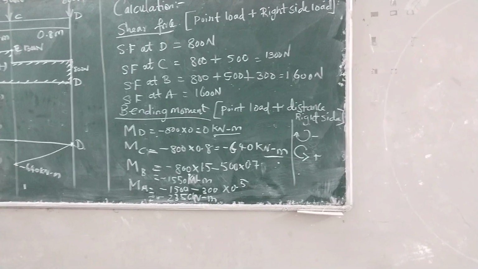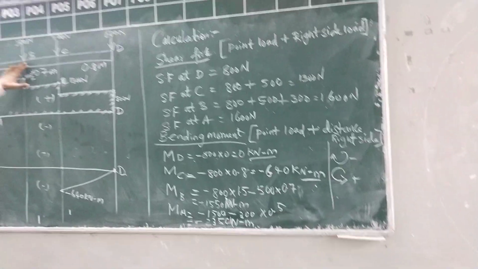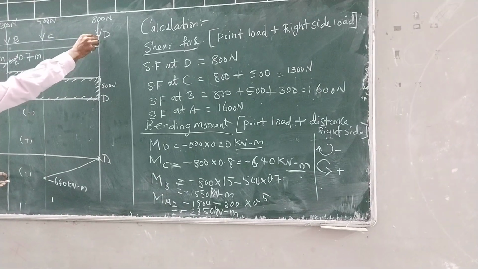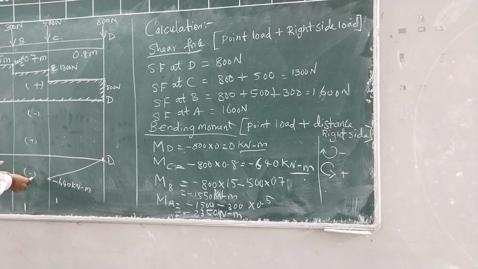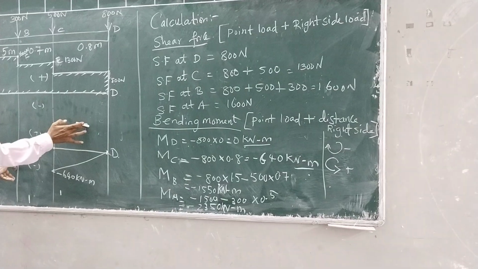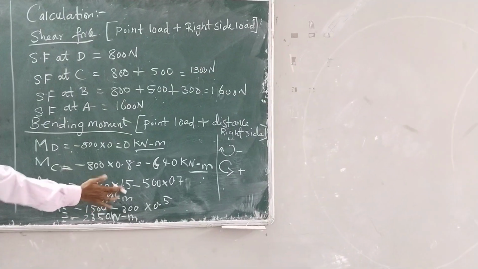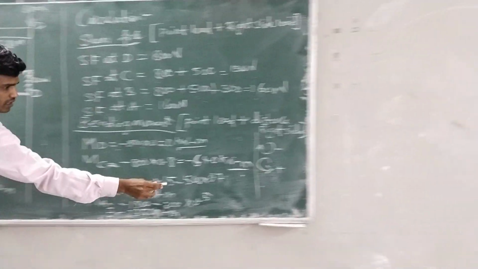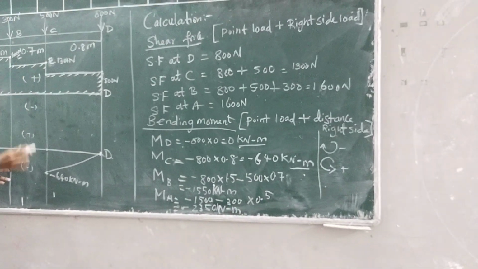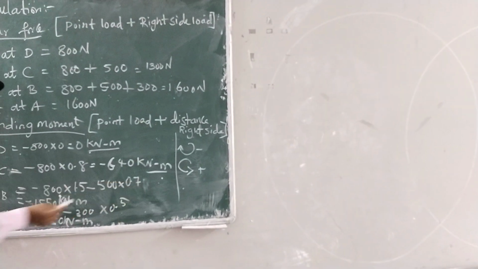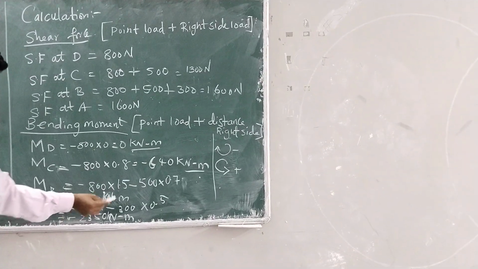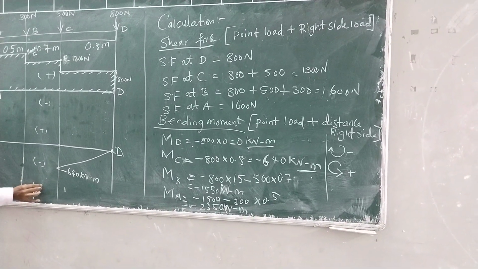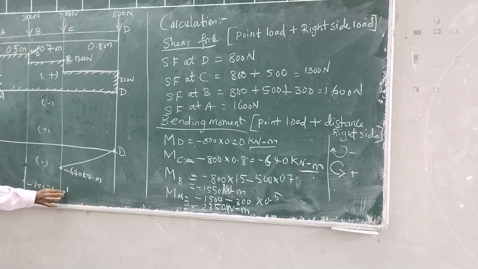Next we consider point B, the bending moment at point B. So minus 800 into the total distance, 0.8 plus 0.7, which adds up to 1.5. Another load, 500, minus into 0.7. So the total value will be minus 1550 kilonewton meter. Approximately we can put minus 1550 kilonewton meter.